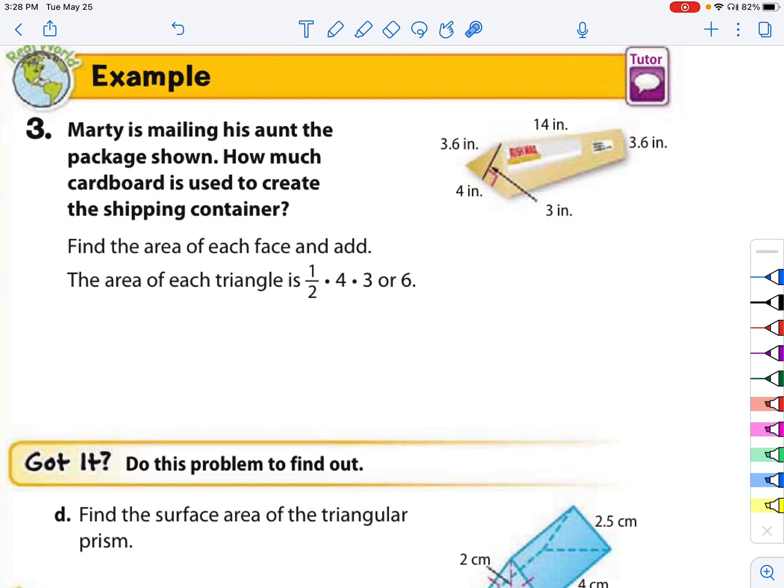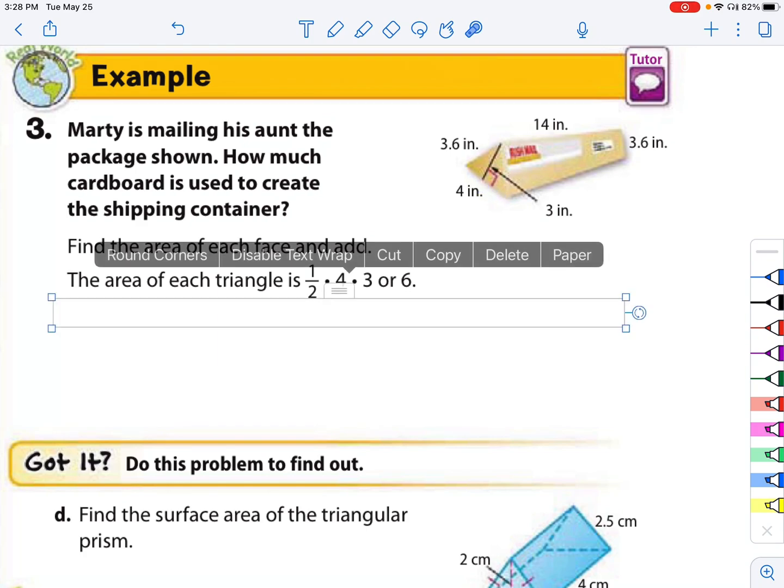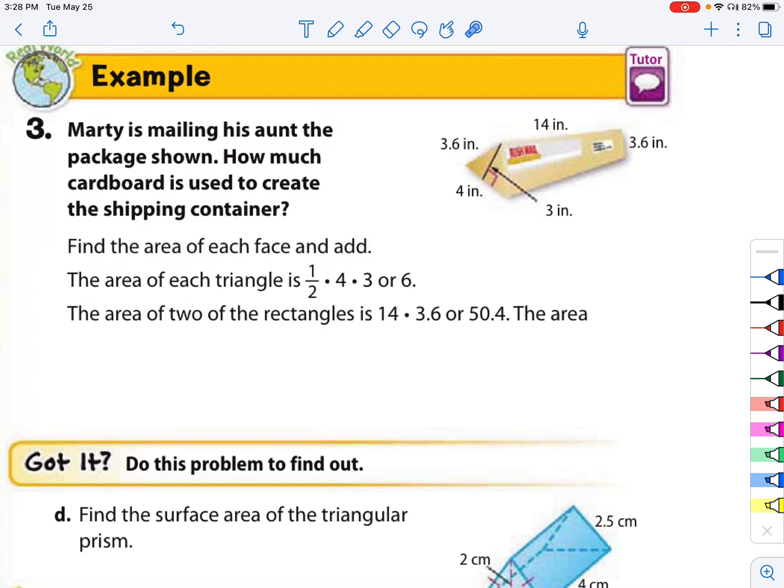So the area of each triangle is 1/2 times 4 times 3, because the height is 3 inches and the base is 4. The answer is 6. So the area of each triangle is 6. And the area of the 2 rectangles is, remember, area of a rectangle is length times width, 14 times 3.6. This is the length, that's the width, or 50.4.